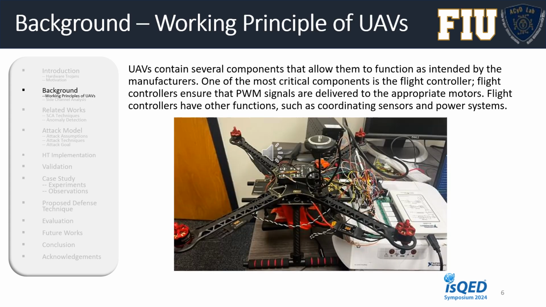So a little backend on the working principle of UAVs. UAVs contain several components that allow them to function as intended by the manufacturers. You can see here on this image, this is a UAV without the propellers. One of the most critical components is the flight controller. The flight controller basically ensures that the PWM signals are delivered to the appropriate motors. In this case, we used a quadcopter UAV, so it had 4 motors for each of the propellers. The flight controller also has other functions such as coordinating sensors and power systems.